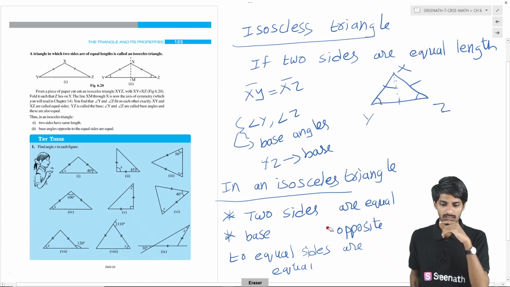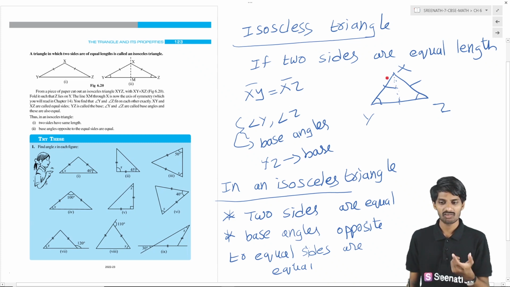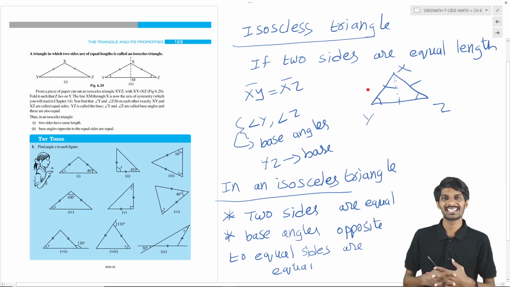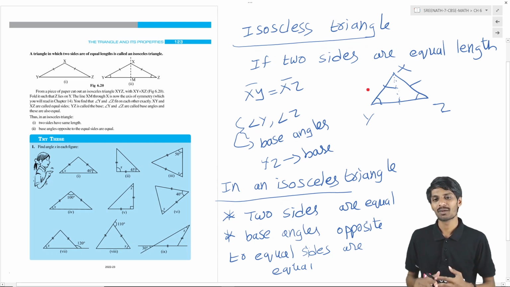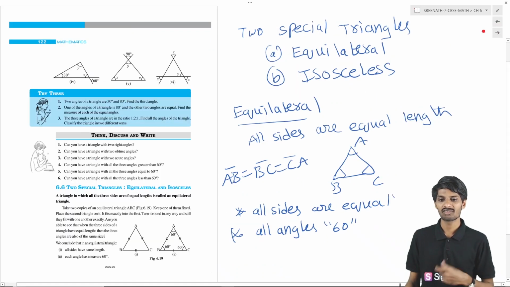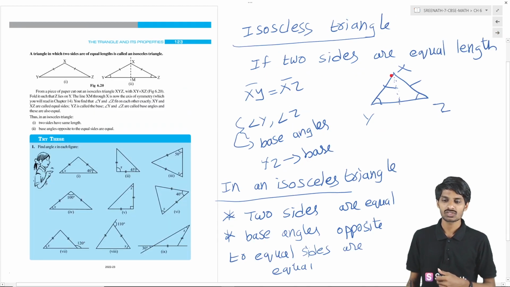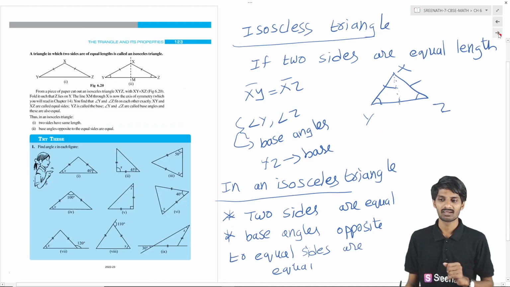Equal here, not base angles. So in an isosceles triangle, these two sides are equal, and the angles opposite to these two sides, these two base angles, are also equal, students. That you have to remember in the isosceles triangle. An equilateral triangle has all sides equal, and all angles are 60 degrees. An isosceles triangle has two sides equal and the two angles opposite to these two sides equal.